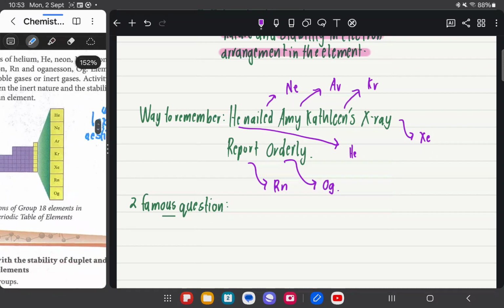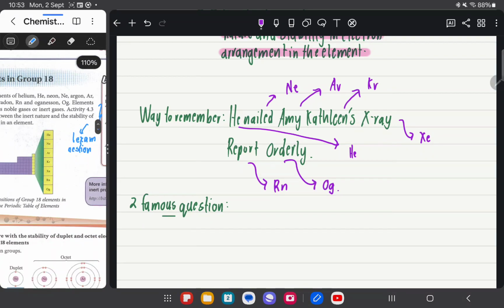So what I told you, you should remember accordingly. First helium, second neon, third argon, fourth krypton, fifth xenon, sixth radon, last is oganesson. So remember their chemical symbols and how to spell them.